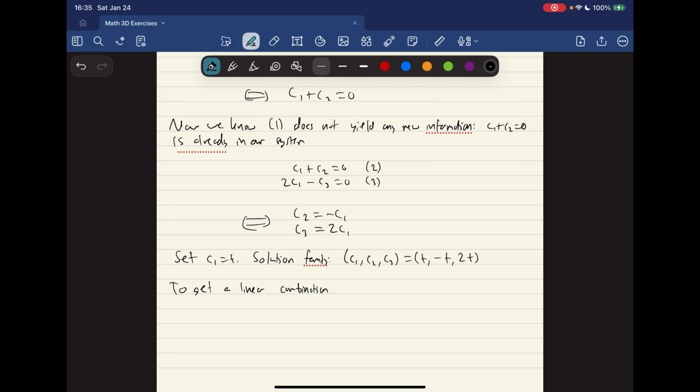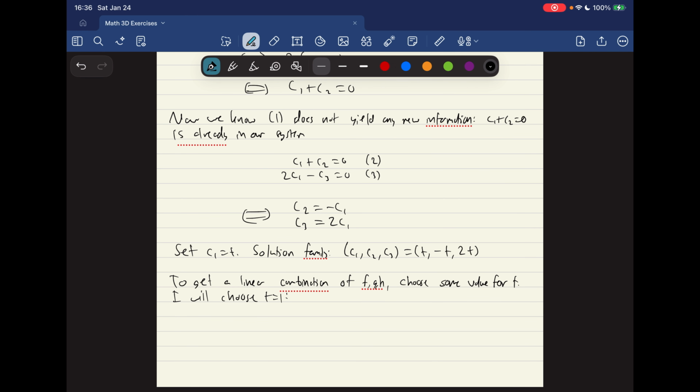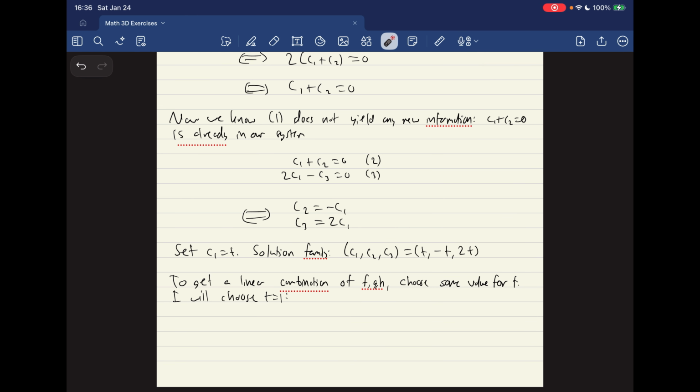Let me write this out. Of f, g, h, choose some value for t. Here I will choose t is equal to 1 since it's the easiest. That is not 0. And it's important here that we pick something that makes not all of these 3 coefficients equal to 0 at the same time.